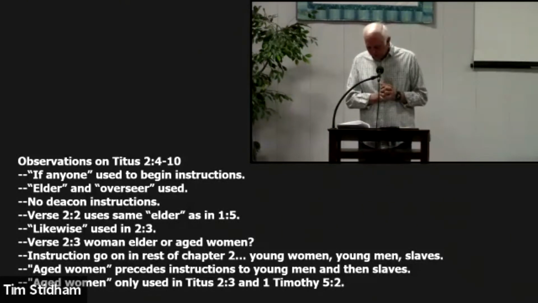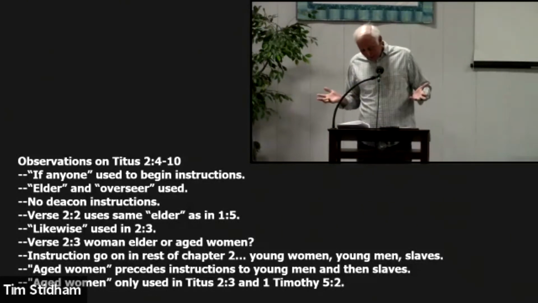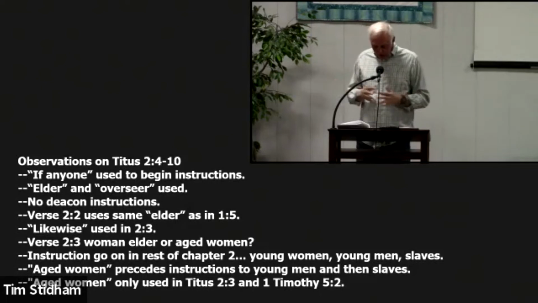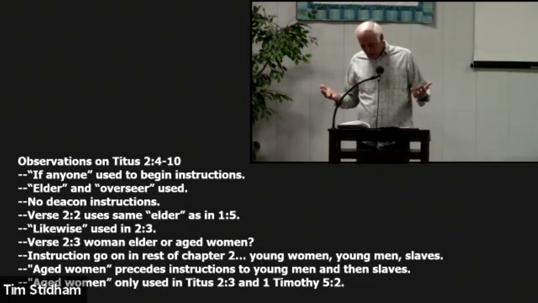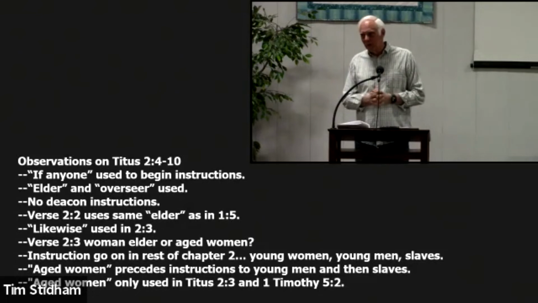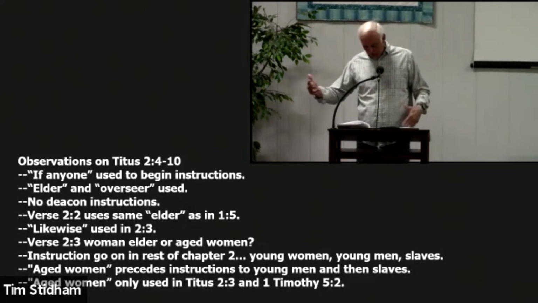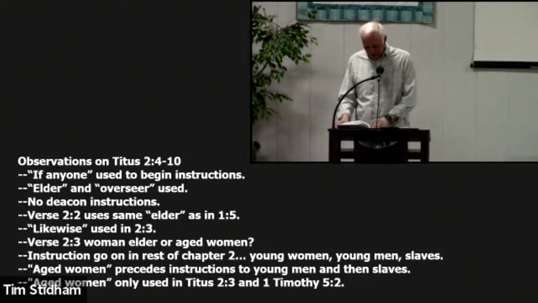so that the word of God will not be dishonored. And likewise, I don't know, do you break the paragraph at likewise, or are the older women supposed to be teaching the younger men too? If the sentence doesn't break, if the paragraph doesn't break there, these are the same thought. The older women are teaching the younger women to be sensible.